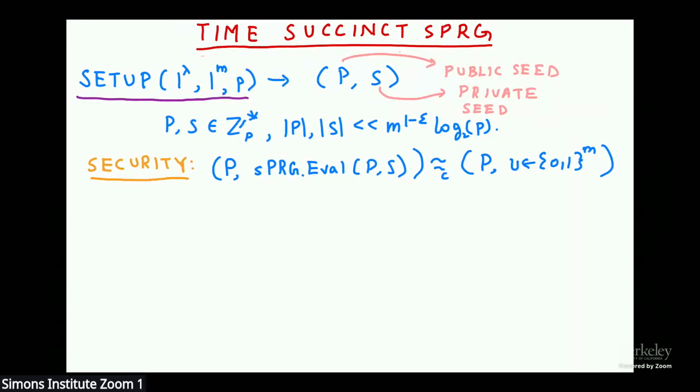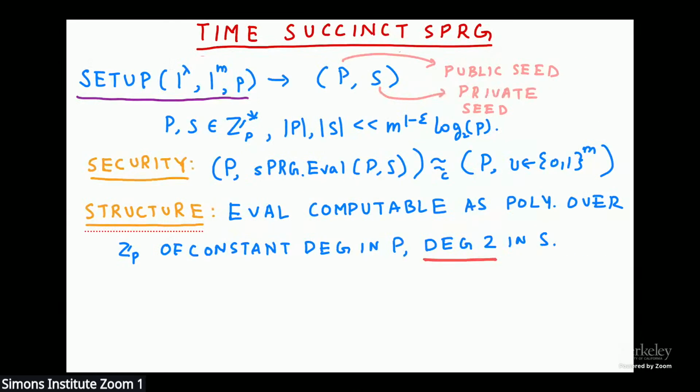The next thing I would want from this is security. I should be able to evaluate this pseudo-random generator so that, given P and this evaluation, all it looks like is P and a truly uniform random string. And third, what makes it really useful for obfuscation or PHFE friendly is that the function which evaluates this PRG should be computable by a bilinear map or PHFE. So it should be computable as a polynomial over Z_P of constant degree, some large enough constant, and its degree should be just 2 in the secret component.